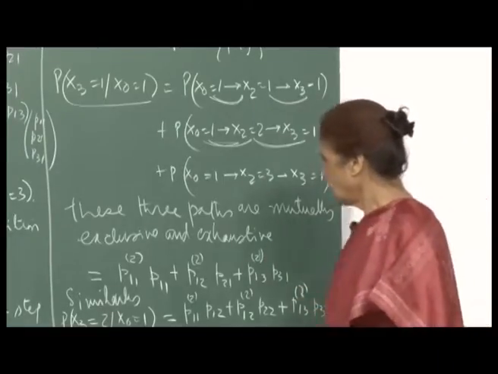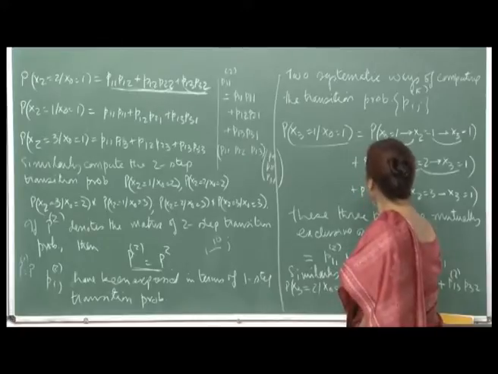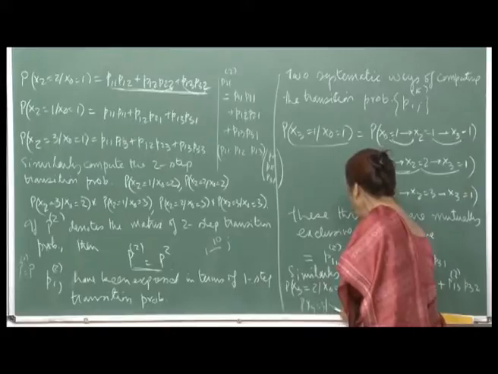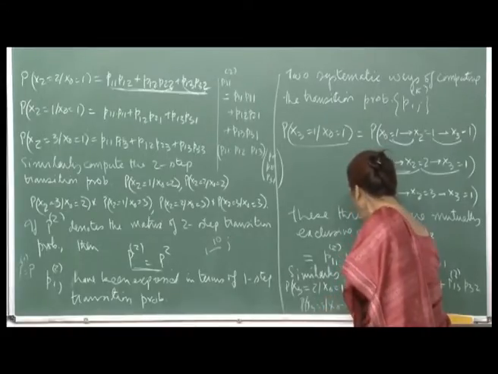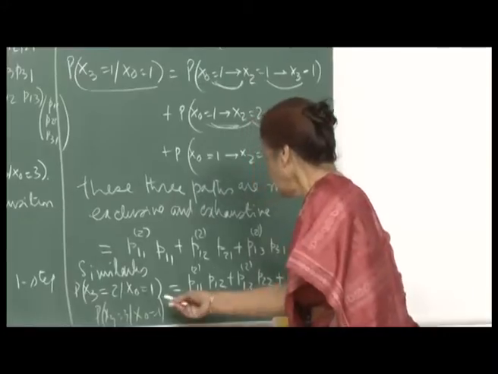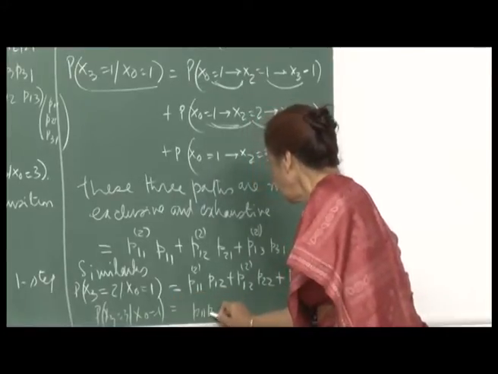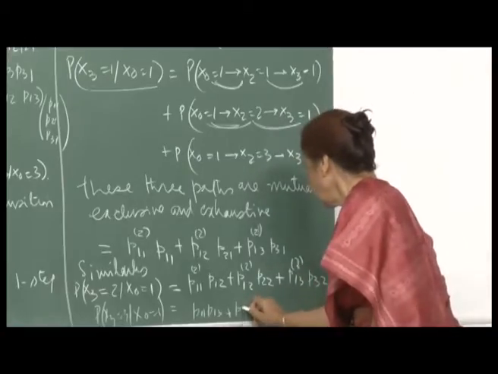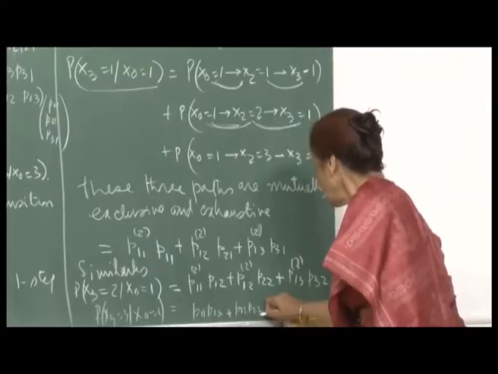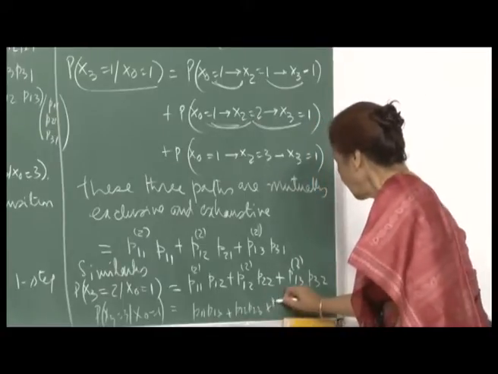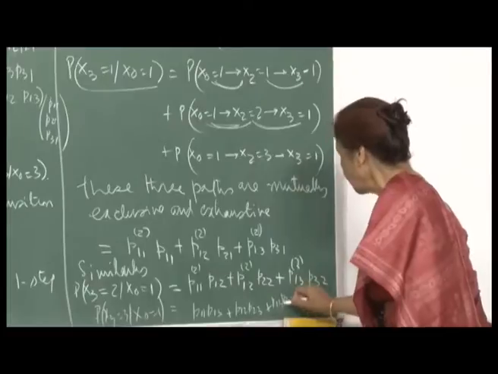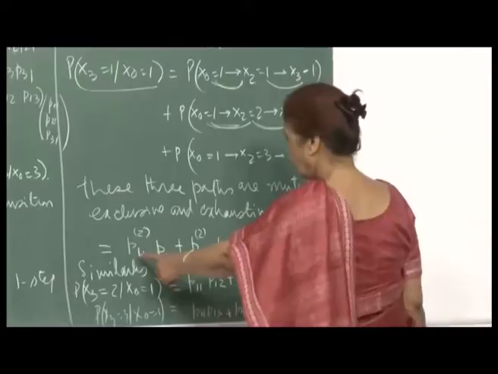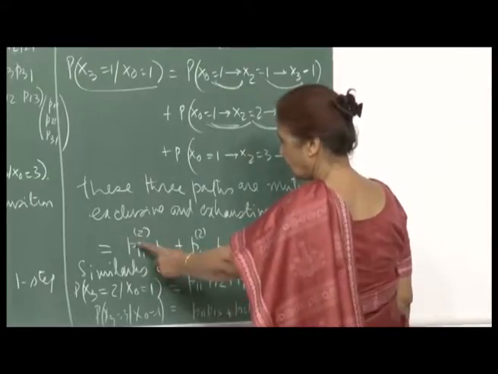So, and then I can write down X3 equal to 2 when X0 is 1, and then of course, probability X3 equal to 3, X0 equal to 1, right. This will also be equal to p11 p13 plus p12 p23 plus p13 p33. So, this is the first row of, and you can see that this is your element of P square.